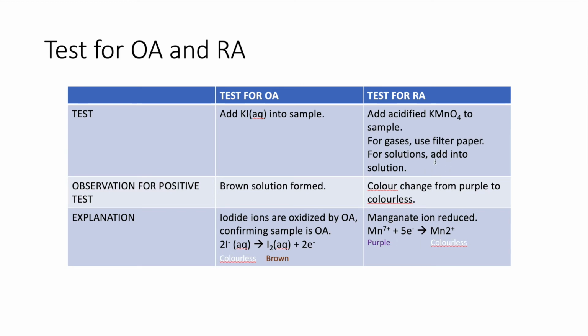If it is for a solution, we can just add acidified KMnO4 into the sample, and if it changes from purple to colorless, we can say that the sample is a reducing agent.